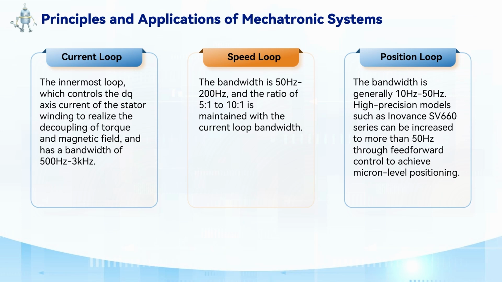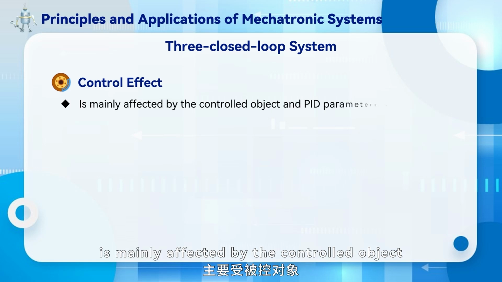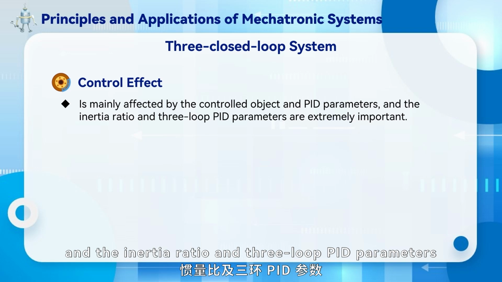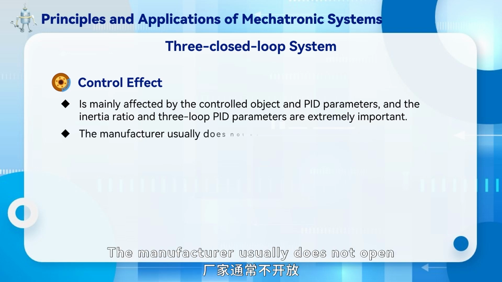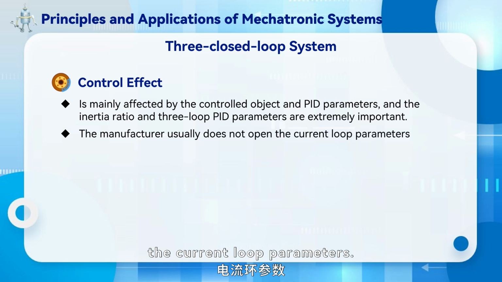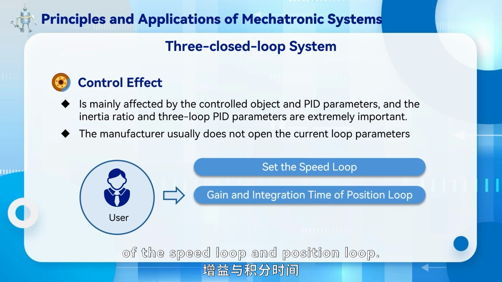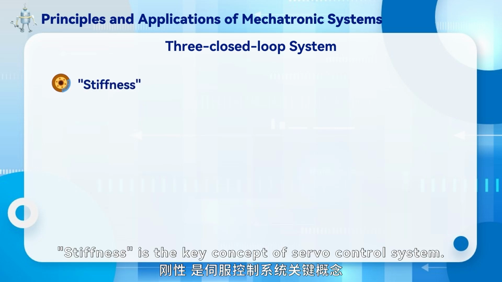micron-level positioning. The control effect of servo motor is mainly affected by the controlled object and PID parameters, and the inertia ratio and 3-loop PID parameters are extremely important. The manufacturer usually does not open the current loop parameters. Users can set the gain and integration time of the speed loop and position loop. Usually, the differential term D is rarely used or not used. Stiffness is the key concept of servo control system.